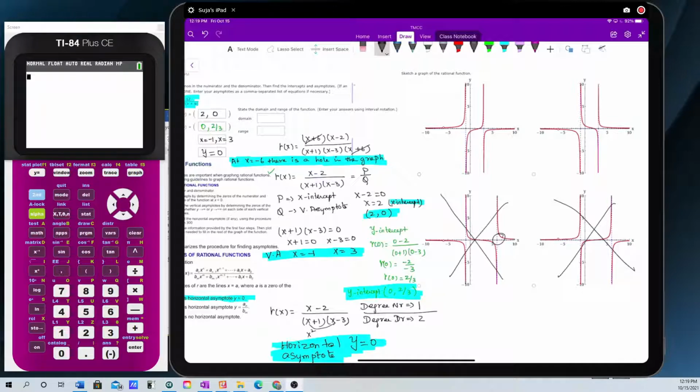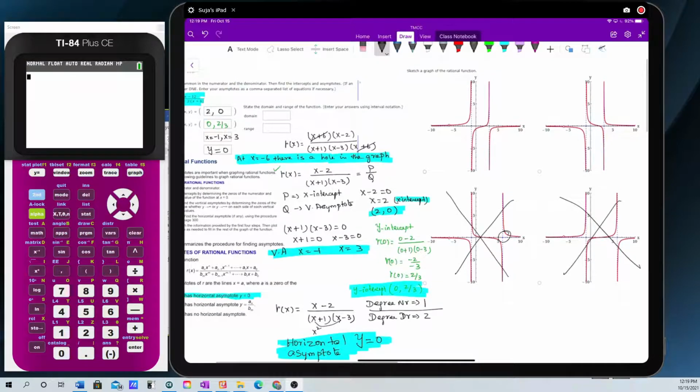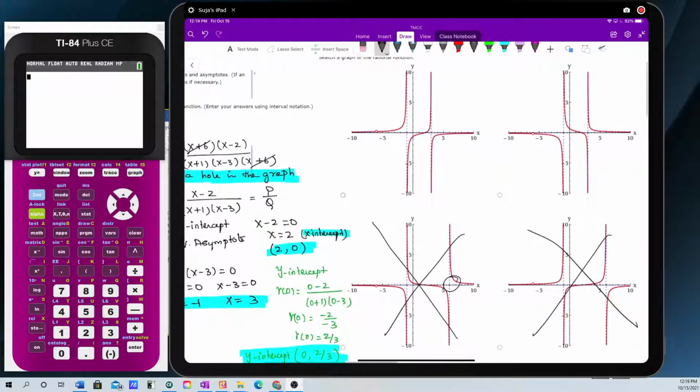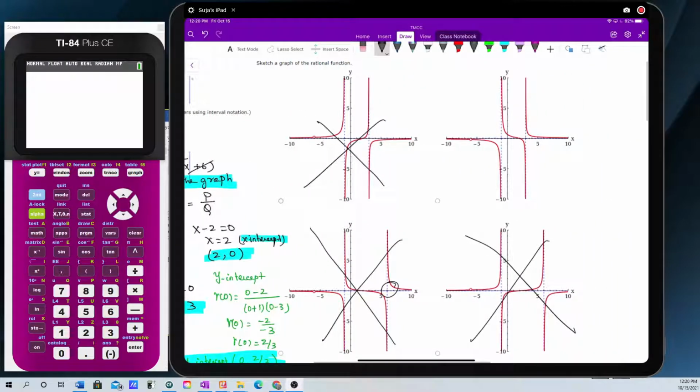Okay. Now the next option is the horizontal asymptote at y equals 0. Both cases are fine. So the next option I'm looking at is the y-intercept. The y-intercept is 2/3, which is less than 1. So if I look at this graph, this has a negative y-intercept, so that cannot be the graph. So this has to be the answer. But we'll verify it.